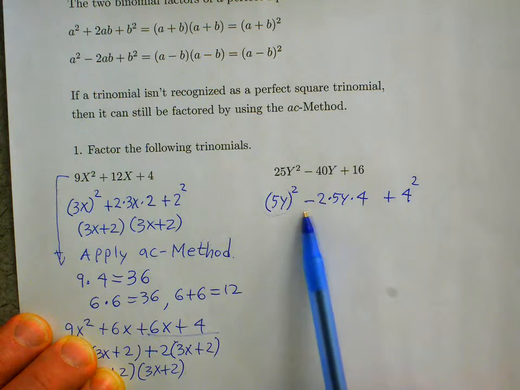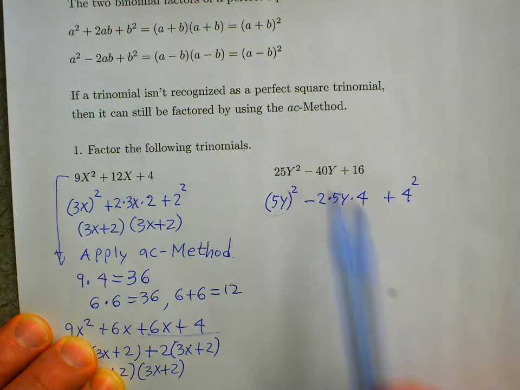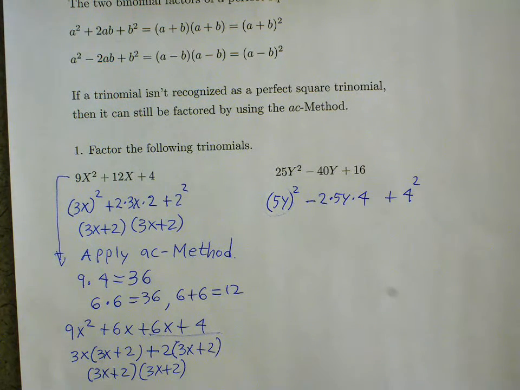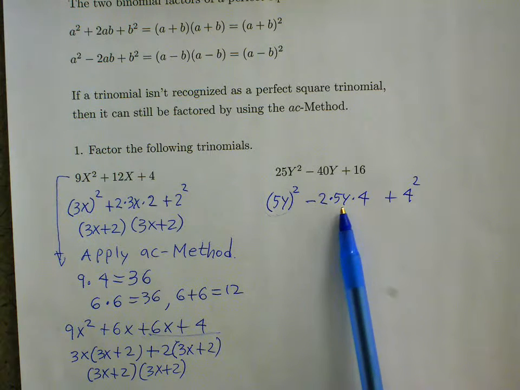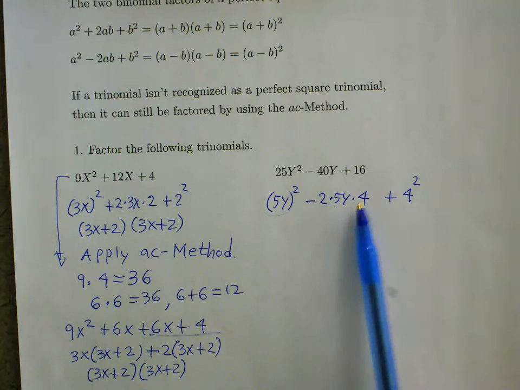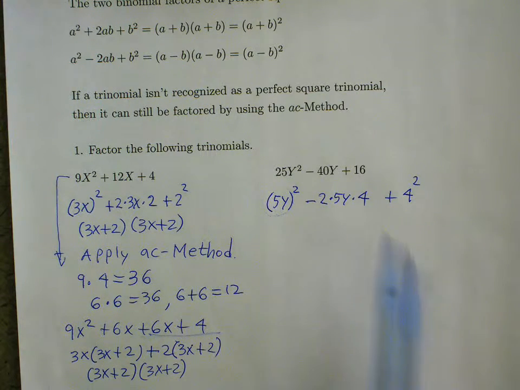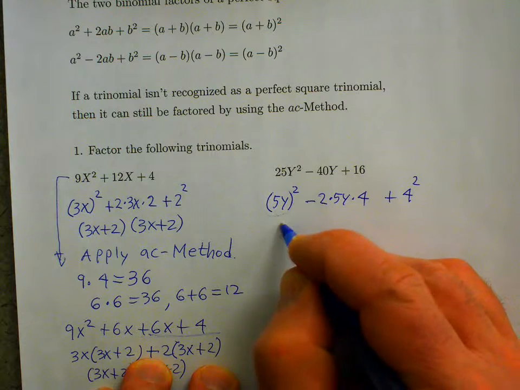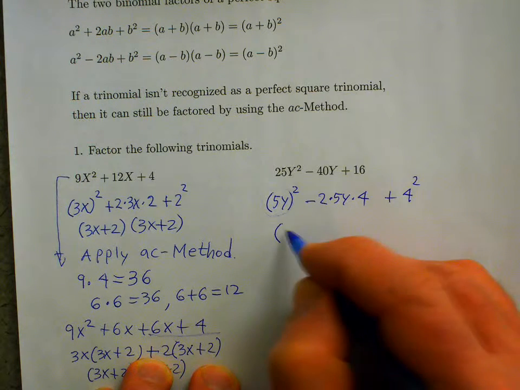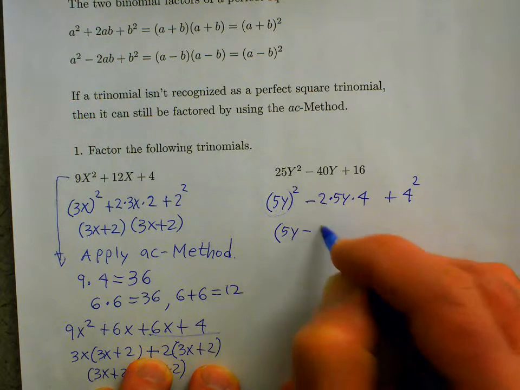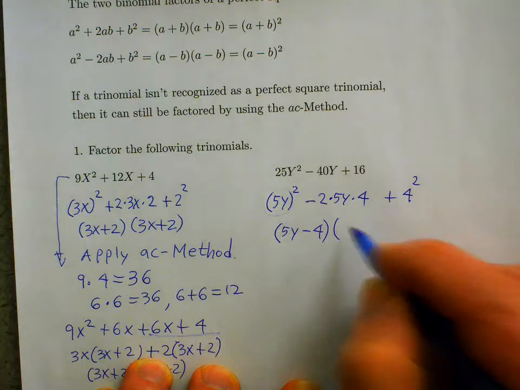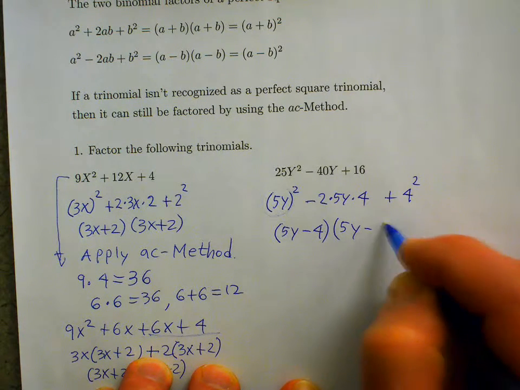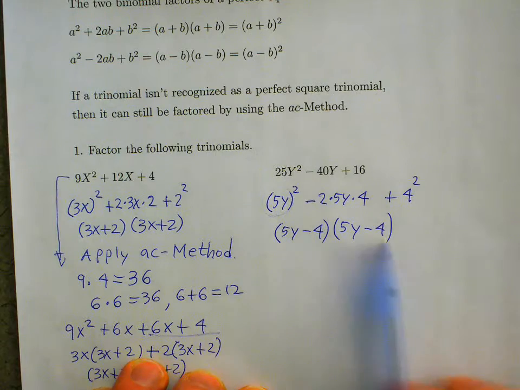And if minus 2 times 5y times 4 is the same as minus 40y, then we'll know that it's a perfect square trinomial. And sure enough, minus 2 times 5y is minus 10y, minus 10y times 4 is minus 40y. So that is a perfect square trinomial. The two factors are identical. One factor is 5y minus 4. The other factor is the same, 5y minus 4. And you can verify by multiplying.